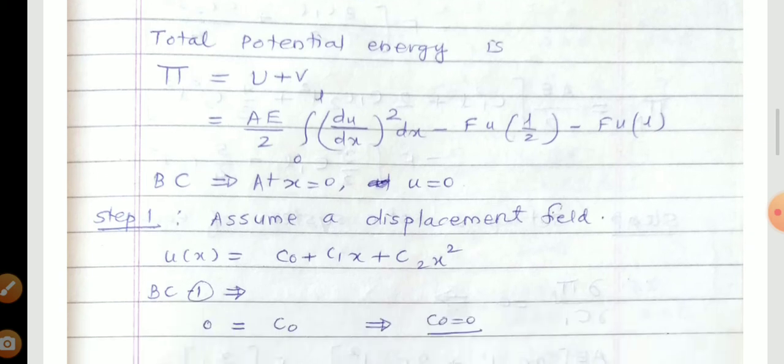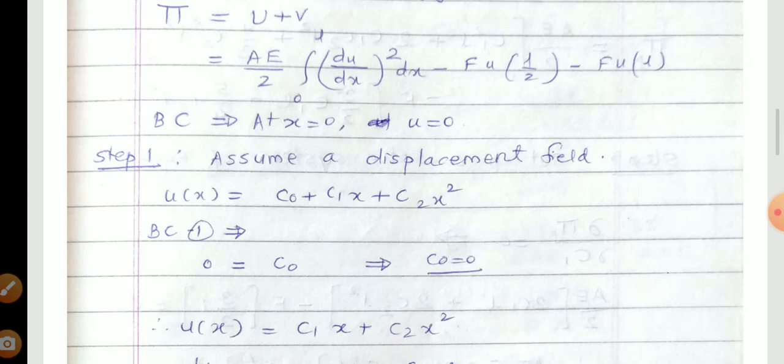Now looking at the boundary conditions, at x equals 0, u equals 0. So step 1 in this method is you need to assume a displacement function to be linear, quadratic or cubic. For this problem we have assumed the displacement field to be a quadratic function. Ux equals c0 plus c1x plus c2x square.